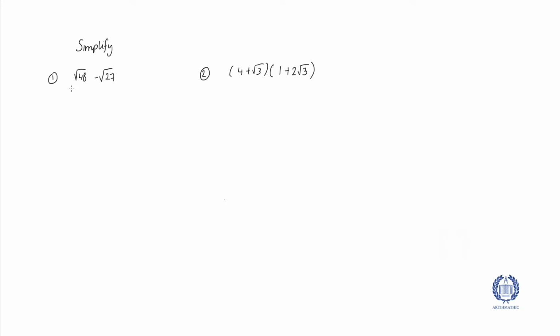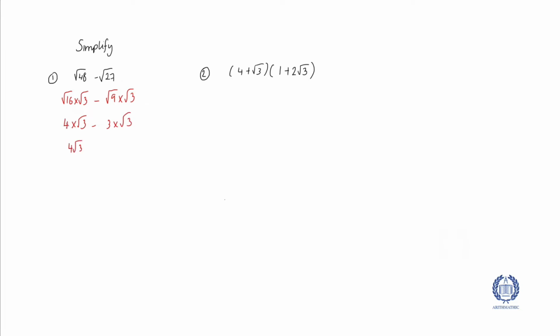So if you look at root 48, you can say root 16 times root 3, right? Because 16 times 3 is 48, but also 16 is a square number. So that's split, right? Minus root 27, split in two numbers. When I multiply gives me 27, and one of the numbers is a square number. So I can say root 9 times root 3, because obviously root 9 is a square number. Now root 16 is what? 4. And then you have times root 3. Minus root 9 is what? 3 times root 3.